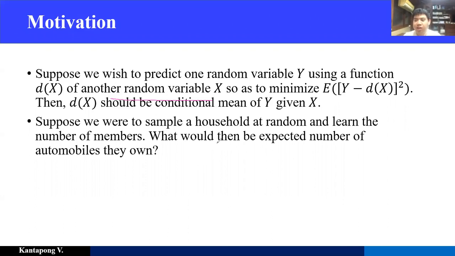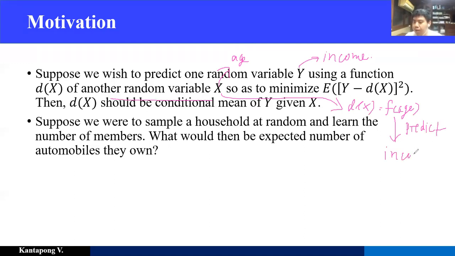Let's say from linear regression, for example. Let's say X is the age and Y is the income. So we have the age, and we have to construct a function of the age, let's say f of age, such that f of age is going to be used to predict the income, the income hat. This is the goal of linear regression.